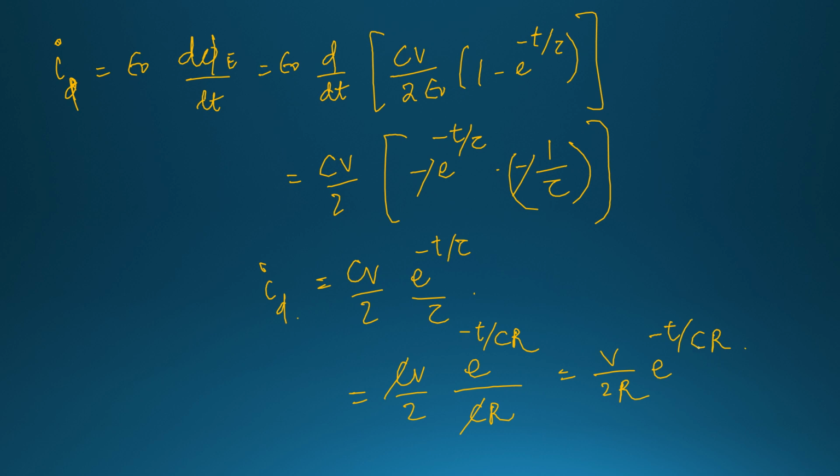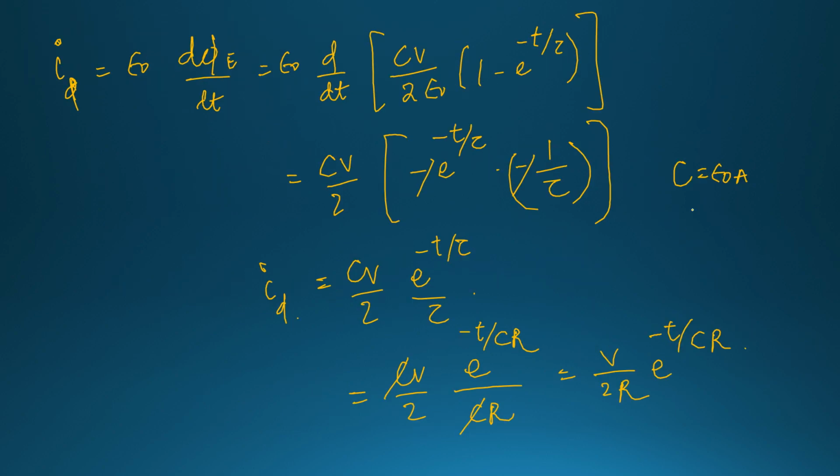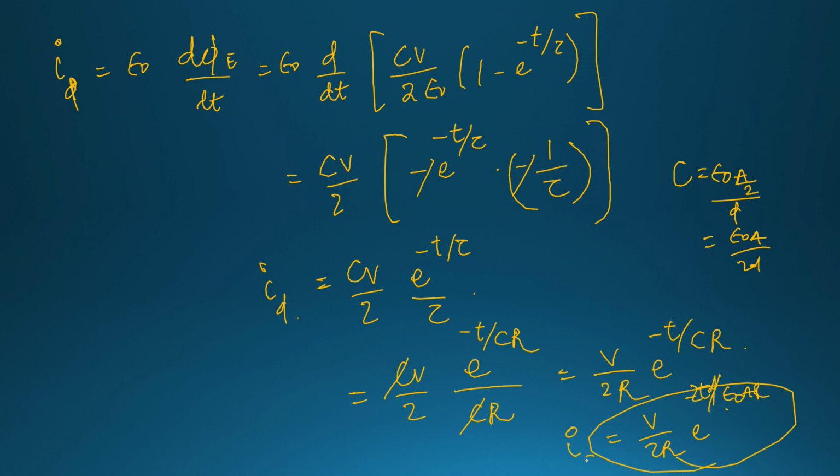C is how much? C is, we know, epsilon naught A by D, right? But A is how much here? A is actually A by 2. So epsilon naught A by 2 by D, epsilon naught A by 2D. So just put it here in place of C. So V by 2R e to the power minus t by epsilon naught AR, and 2D will go up. Okay, this is the answer. This is our displacement current.